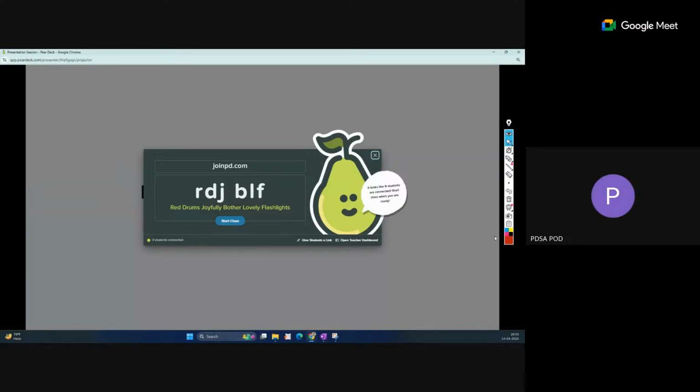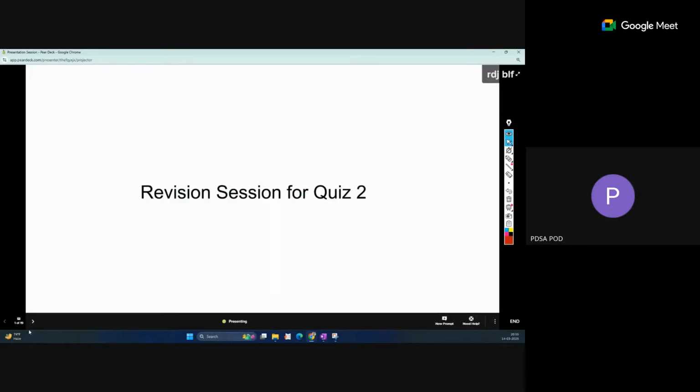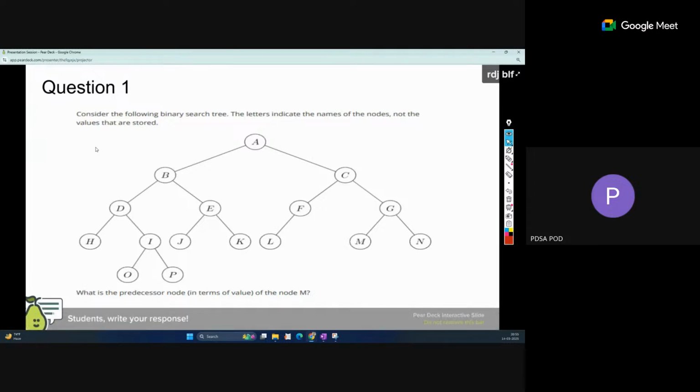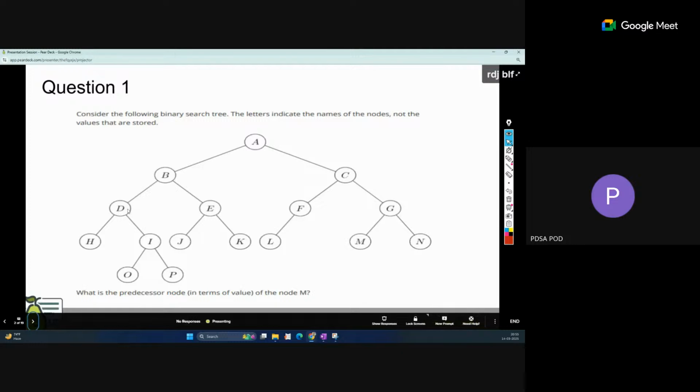Okay, so I'm closing this, and let's move to this. Again, the questions we have, I think 18, 19 questions in this. So this is one question on binary search tree.